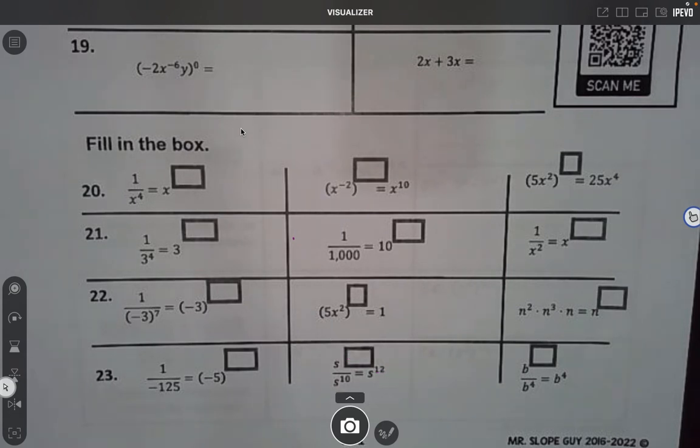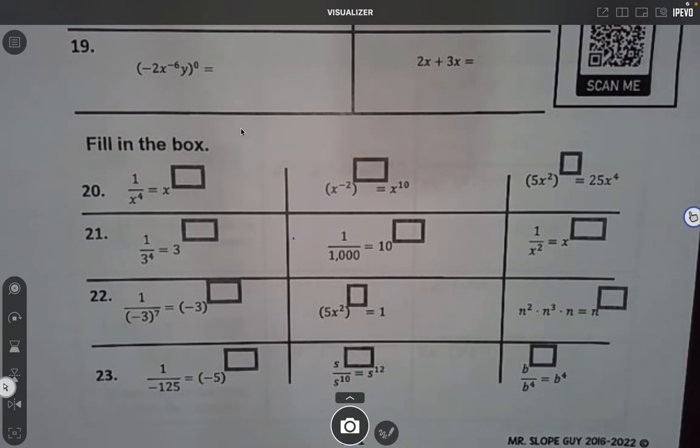How would 23 be? Yeah, 23, the regular one. That one is negative 5 to the negative 3. Because the negative made it go to the denominator, and then the 5 to the 3rd was the 125. So this one was negative 3, is what he was saying. 22 would be negative 7, right? Yes.